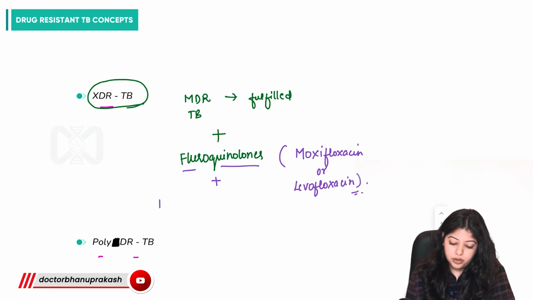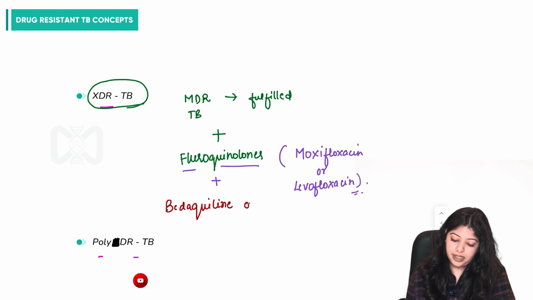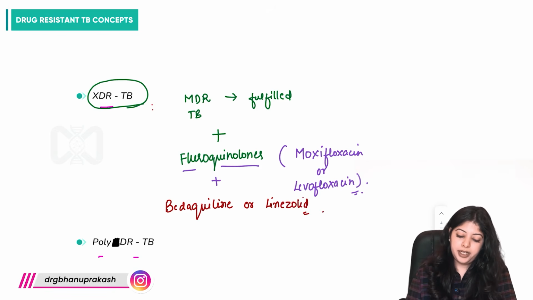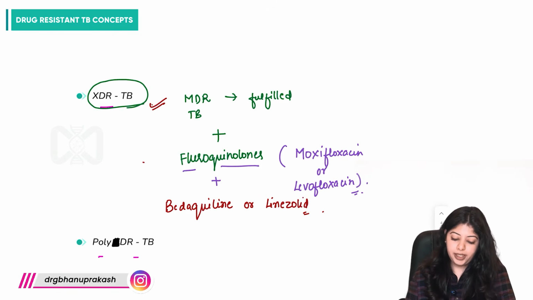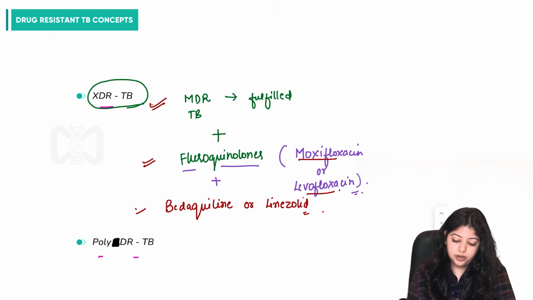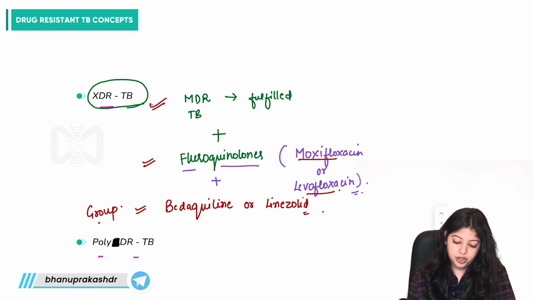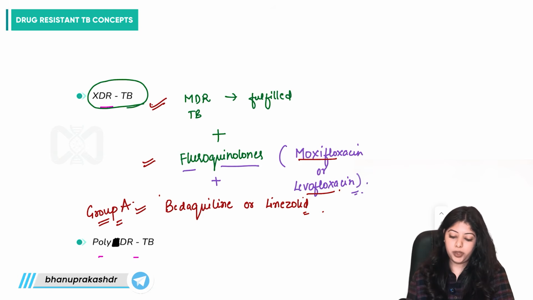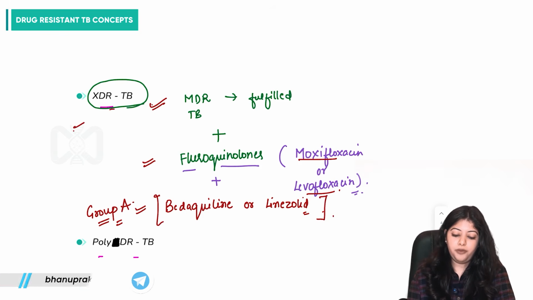There can be resistance to bedaquiline. Currently these two drugs are included, bedaquiline or linezolid. So the MDR definition has to be fulfilled. Then there is going to be resistance to any of the fluoroquinolones, whether moxi or levo, and resistance to any of the drugs included in group A, that are bedaquiline or linezolid. So this concludes the definition of extensively drug-resistant TB.